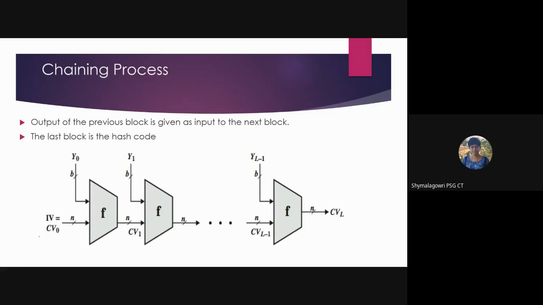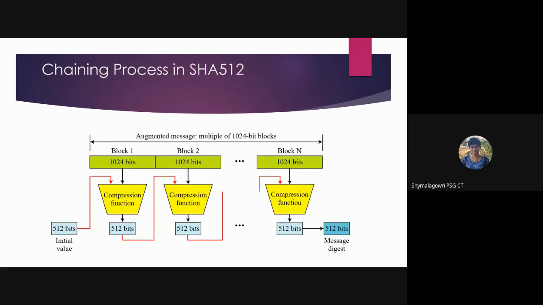Usually the first block will not have any content, so we will fill it with an initialization vector. We will see how we are going to fill the initialization vector. So this is the chaining process in SHA512.